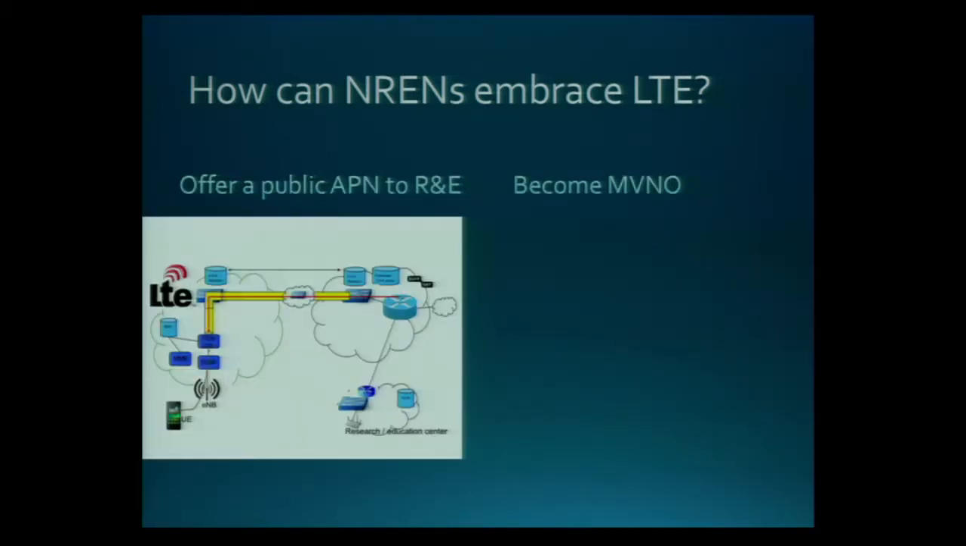So this is how you would then realize it technically. And you have two flavors there. You can either say, okay, I connect. On the left-hand side, we have the LTE operator. On the right-hand side, we have the NREN. And you connect to them and say, okay, then we receive the packets and we route, as the NREN, we route it to the internet.